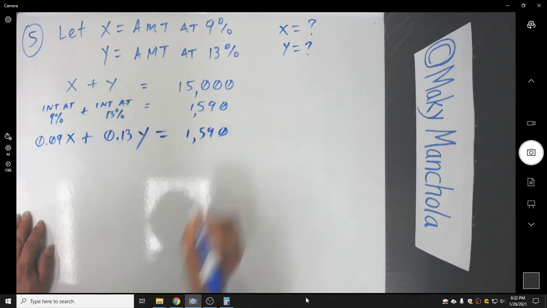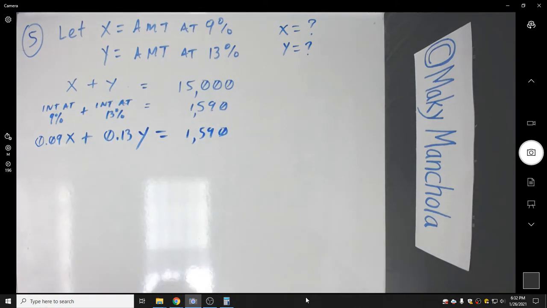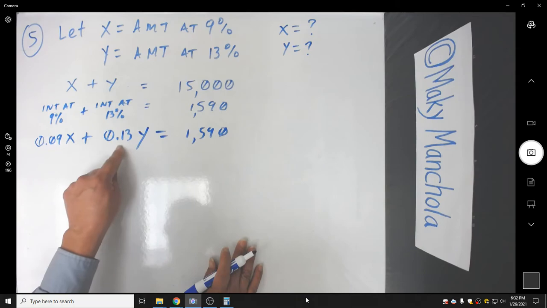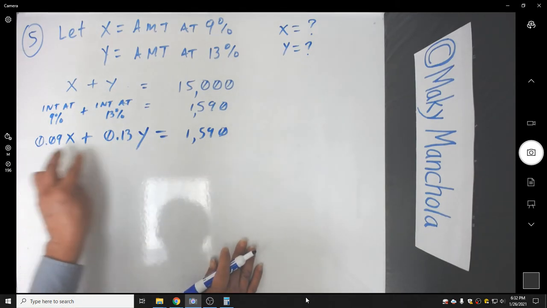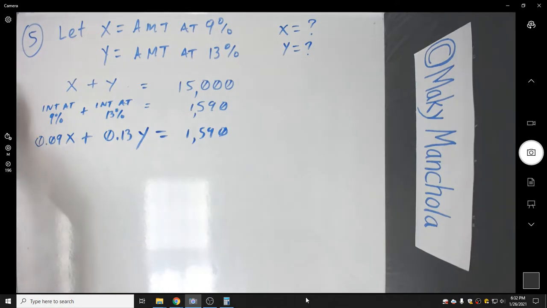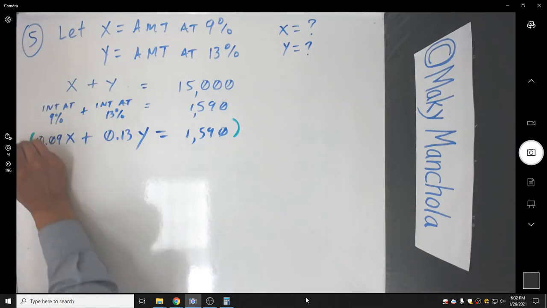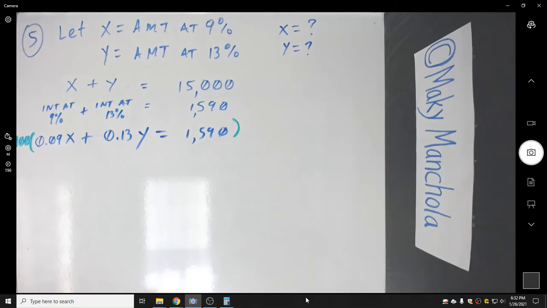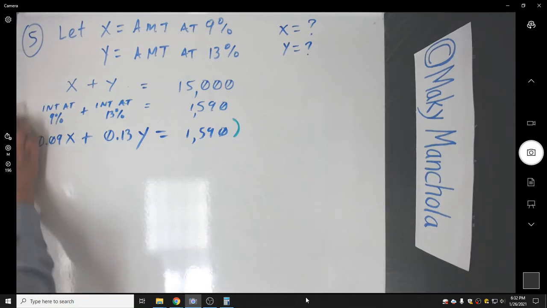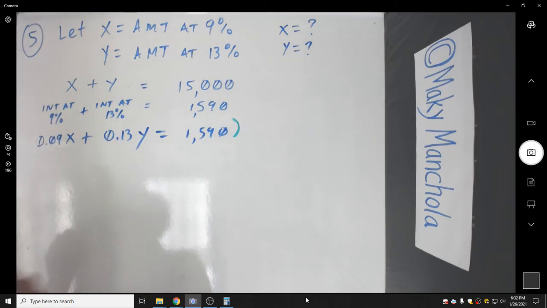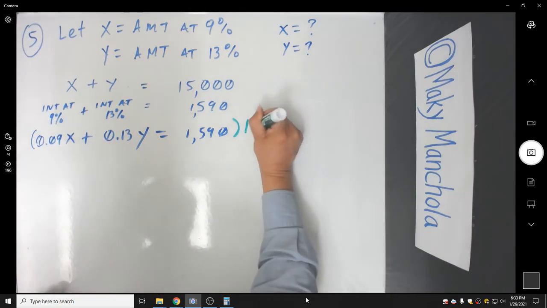As in our previous example, we should clean up the mess that appears in this latter equation. Get rid of the decimal. In this case, we have to multiply the equation by 100. So let's multiply the second equation by 100 to get rid of the decimal.